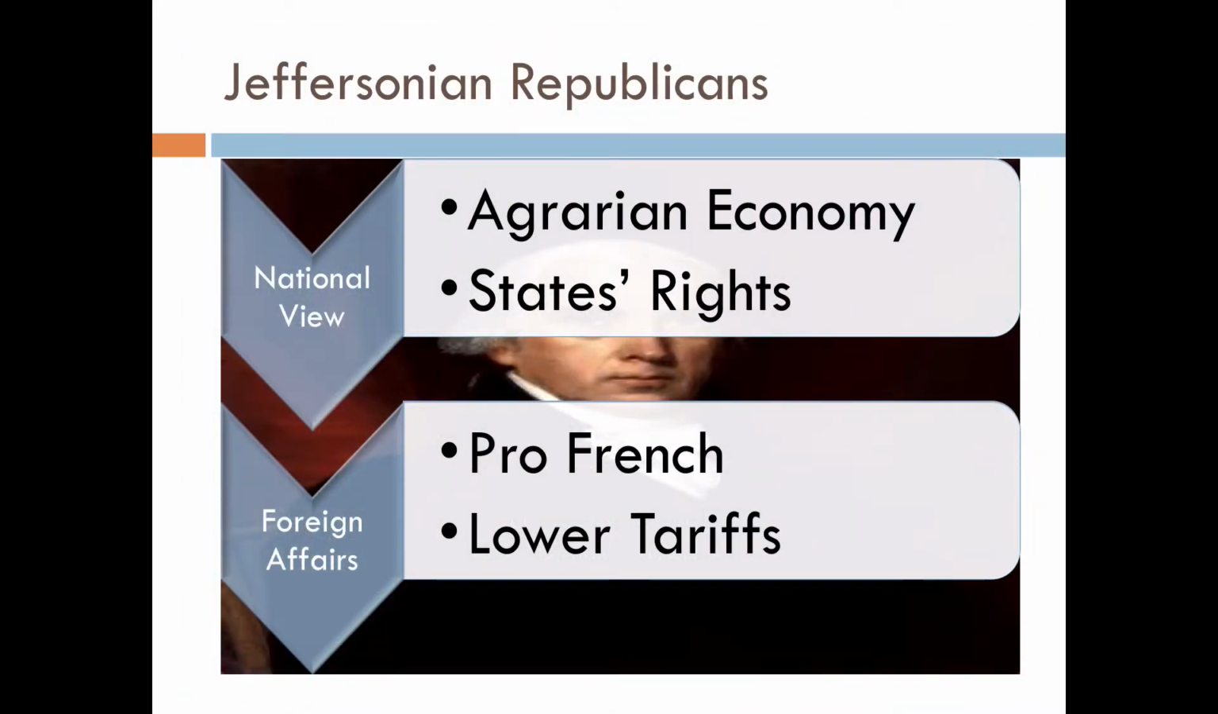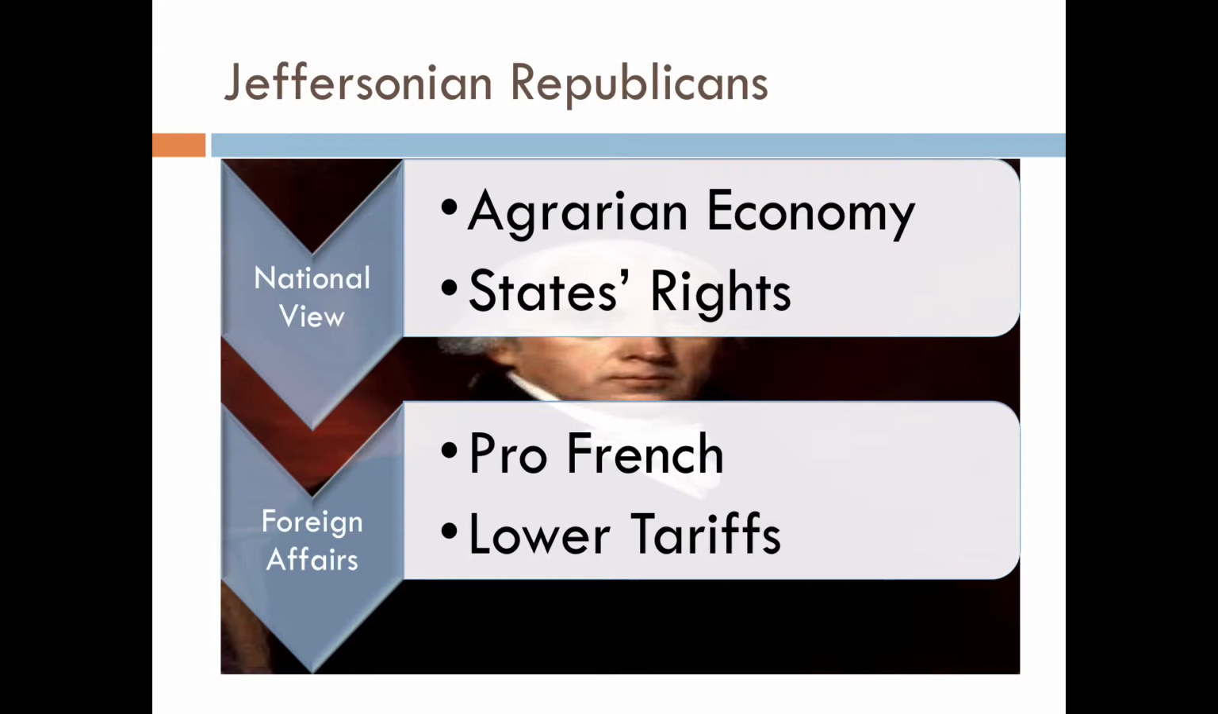Well, Jeffersonian Republicans, basically, this is Jefferson's view of what America should be like, this agrarian nation, yeoman farmers, virtuous farmers all over America growing all sorts of nice things. States' rights, it's very much a states' rights, anti-central government. They're also very pro-French when it came to foreign affairs. And they like lowering tariffs because, hey, that's a states' rights issue.